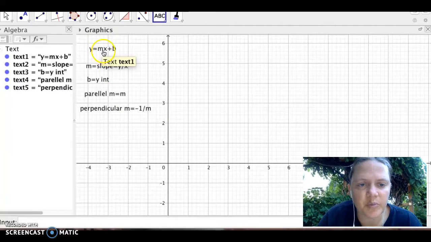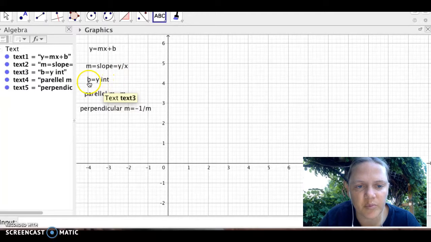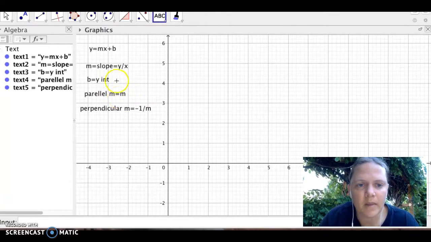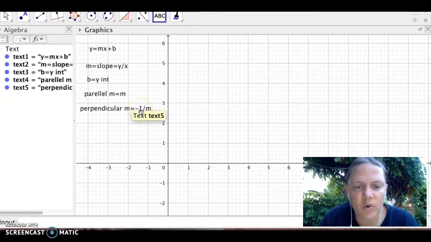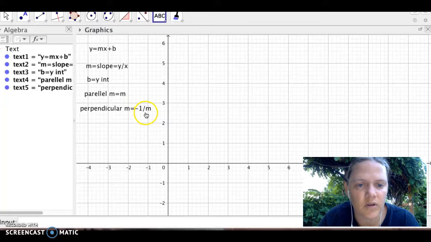Y equals mx plus b. Our m is our slope. Our slope is y over x. Our y-intercept is our b. If it's parallel, our slopes are the same. Our m's in this equation are the same. If it's perpendicular, it's the negative, or the opposite, of 1 over m.